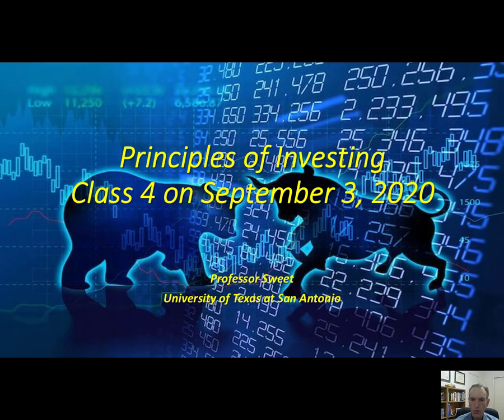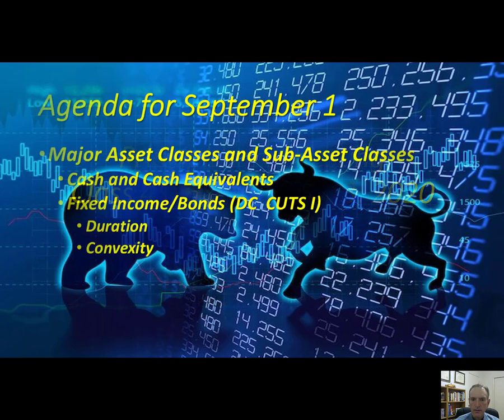So this is class 4. Today what we want to do is get into one of my favorite topics, which is fixed income. We'll talk about cash and cash equivalents first, and then we'll get into fixed income. We'll talk about this mnemonic I have, a DC cuts I, and we'll get into hopefully the first two of those, duration, which is the D of DC, and convexity, the C.